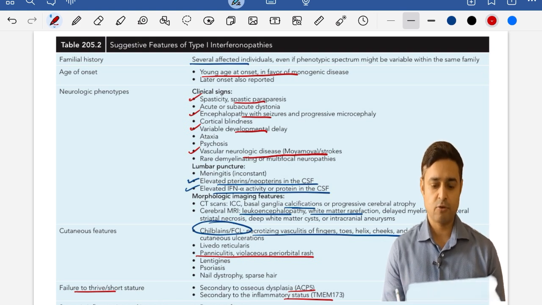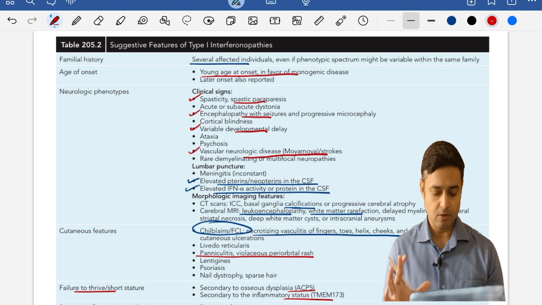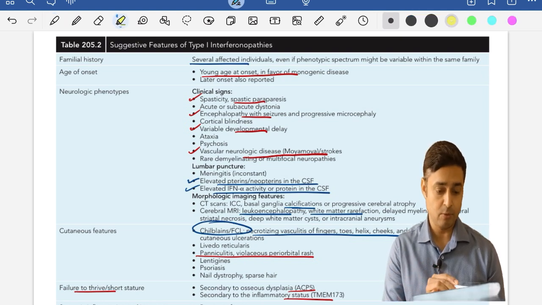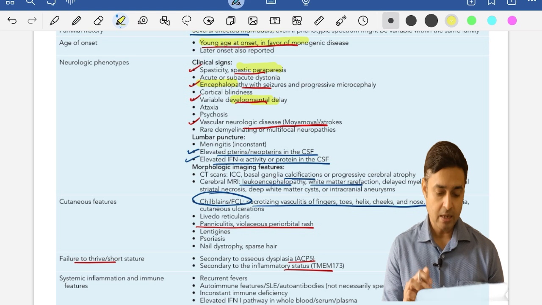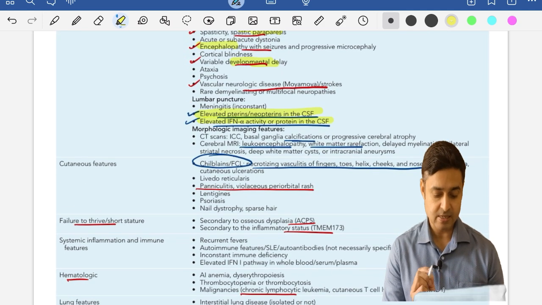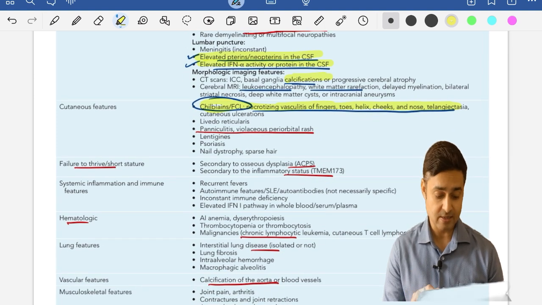Okay, so this is again a table from Nelson. We will not remember the whole table. I'll just highlight the important things you have to remember. Interferonopathies usually have young age at onset. Several affected individuals are there. Many clinical features are there, like encephalopathy, paresis, developmental delay, and in CSF an elevated pterin-neopterin ratio and elevated interferon alpha activity and protein. Calcification on CT, chilblains, necrotic vasculitis of fingers and nose, and ataxia we can see.